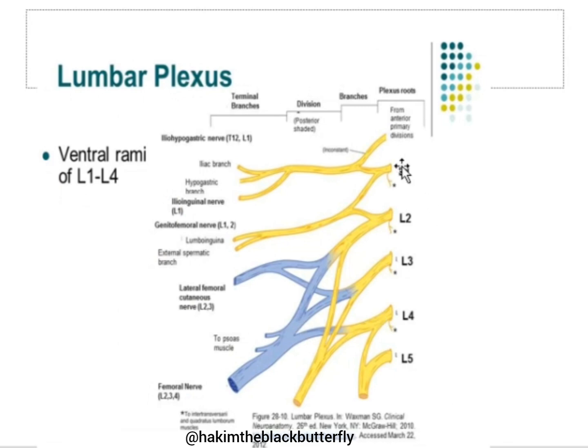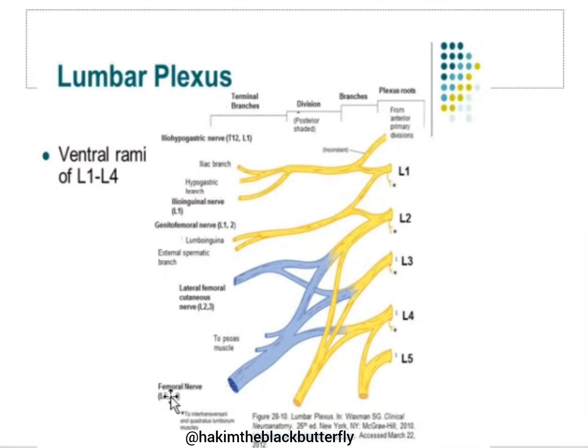So this is the lumbar plexus from L1 up to L4. But L4 has a connection to L5, and you know L5 is part of the sacral plexus. And you can see the different nerves given off by the lumbar plexus. Mainly the femoral nerve, which is L2, L3, L4.